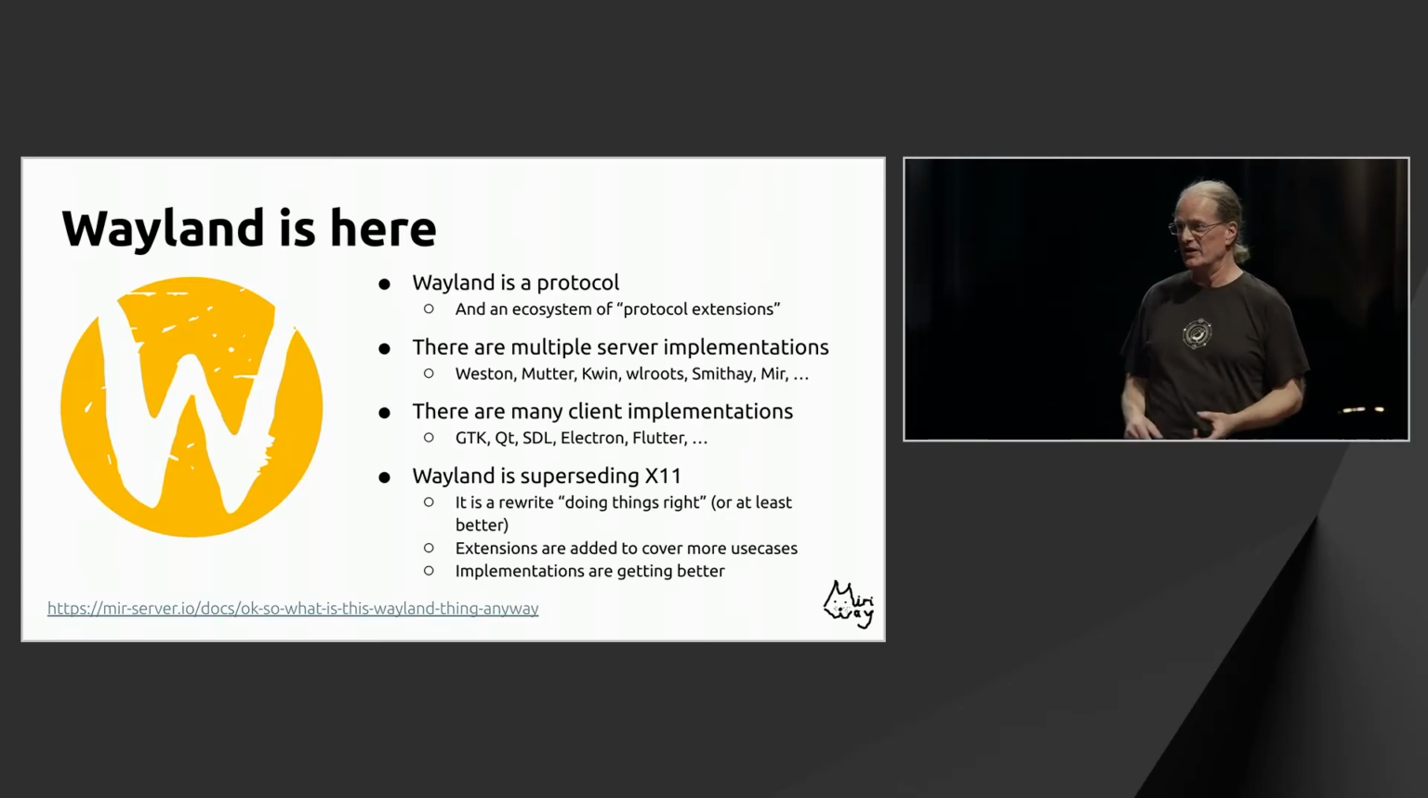So there's multiple server implementations of Wayland: Weston, Mutter, KWin, wlroots, Smithay, Mir. There's a whole string of those. And on the client side, they're typically part of toolkits such as GTK, Qt, SDL, Electron, Flutter. But the point is that Wayland is replacing the language that was used before. It's replacing X, because the people maintaining X got fed up with it and decided to go away and do something different. And it's here.